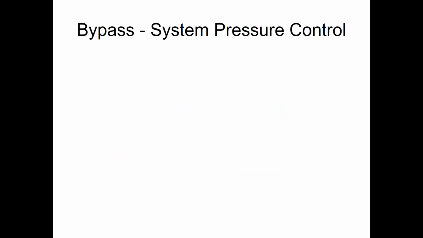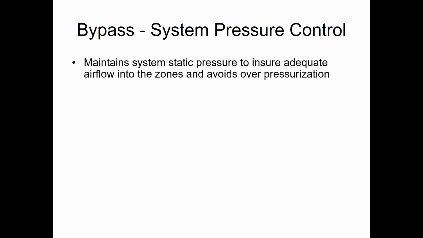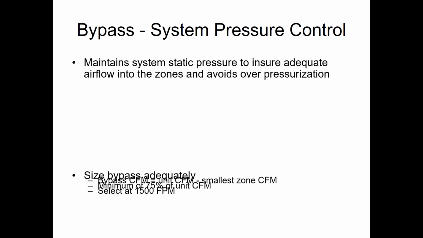Let's keep on moving here. All right, the bypass. We have to have the bypass in there because we don't typically have any way to slow the fan down. So we have to have a bypass to relieve my pressure. As zones throttle back, I've got to do something with all this extra air. I'm going to dump it through the bypass.